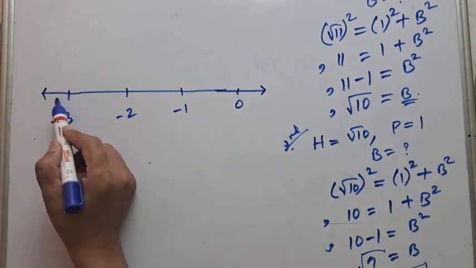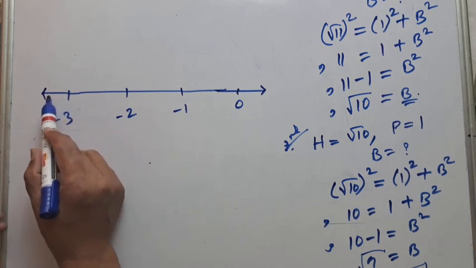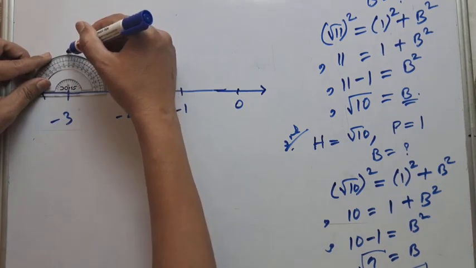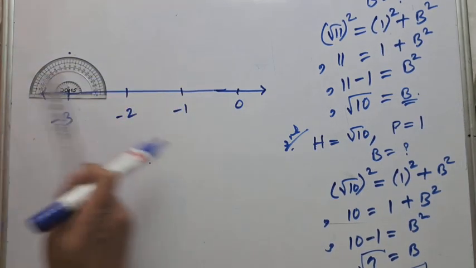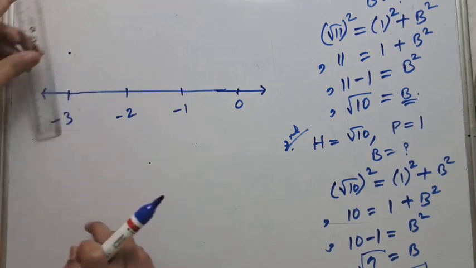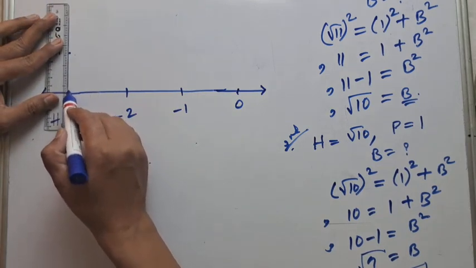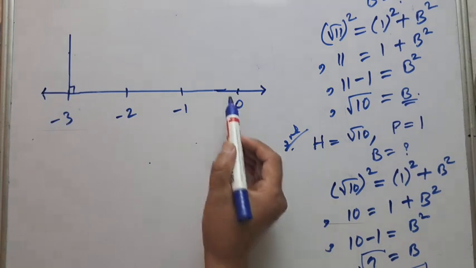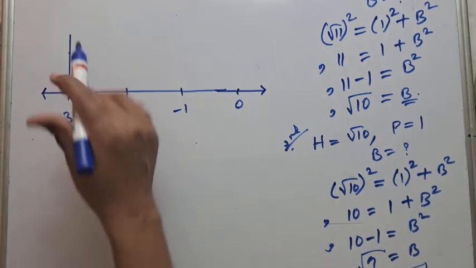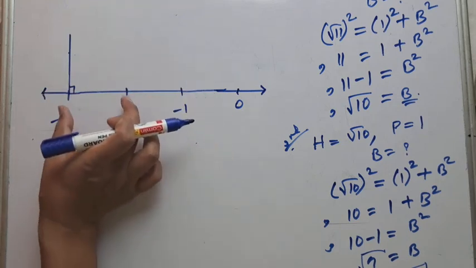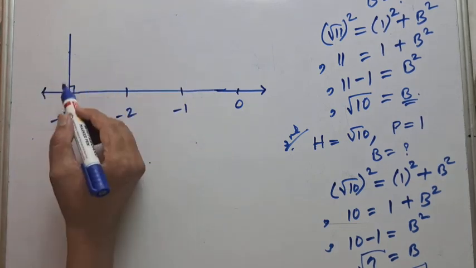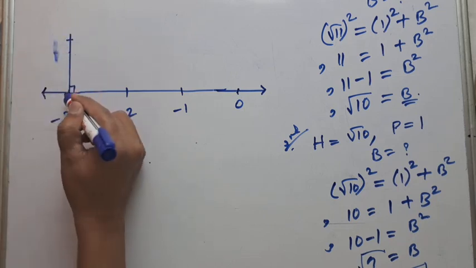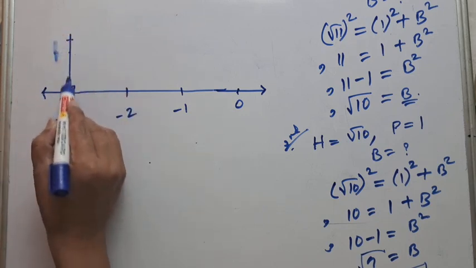Okay, now what we do, we draw a perpendicular line perpendicular to this baseline. Okay, using protractor or compass, we mark 90 degree here, so this becomes perpendicular. Using scale, we draw this perpendicular line. Now this is 90 degree. So base is 3 units and perpendicular should always be equal to 1 unit, isn't it? So this is 1 unit, this is 1 unit. This point to this point is perpendicular.